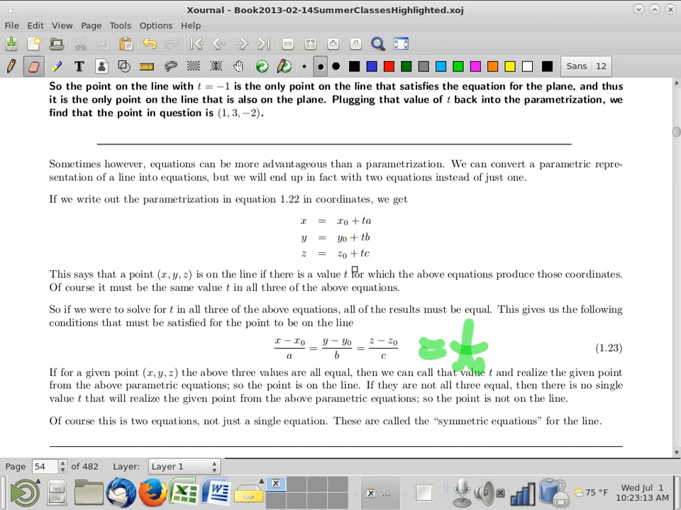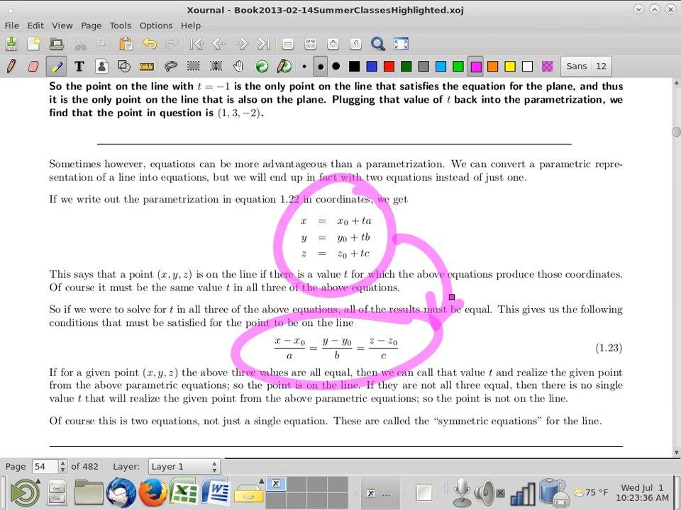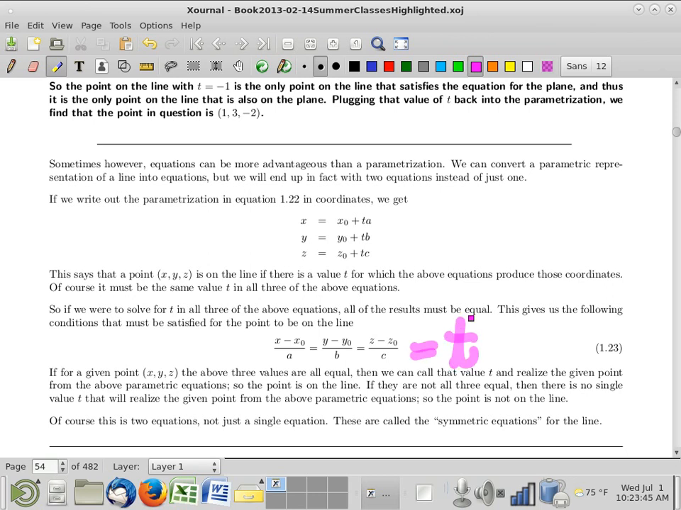Okay, so this is called the symmetric equations for a line in R3. Given a parameterization, you can write down the symmetric equations. Given the symmetric equations, you can do the argument in reverse and write down the parameterization. Keep in mind the path in between these two is solve for t. In some sense, the path in between these is the realization that these three things are supposed to equal t.